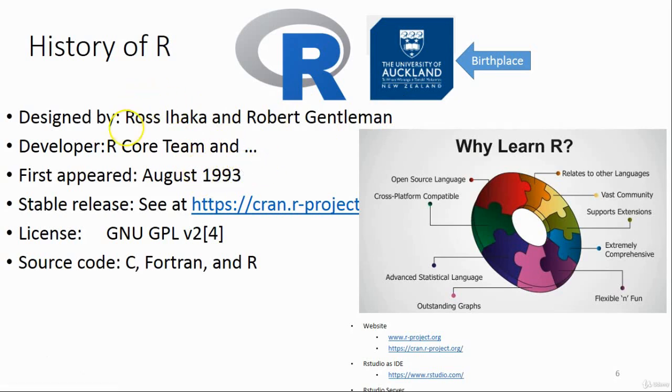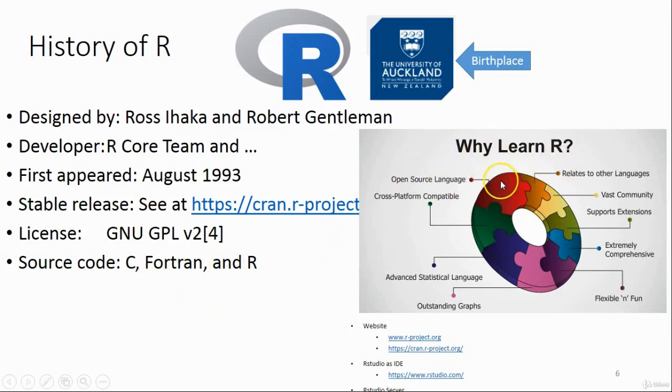And still they have a huge core team. I don't know the strength of that R core team, but I have heard it is a very big team. They have this official website where they put all the releases, and this is for this license. It means it is free to distribute as long as you don't resell it. It has been written in C, Fortran and R itself.